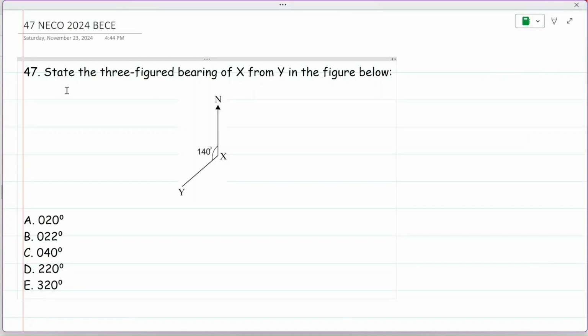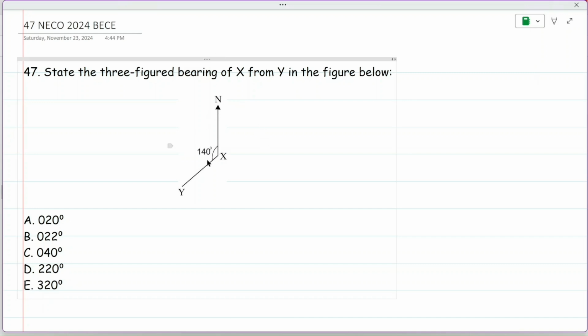Question 47 says, state the three-figured bearing of x from y in the figure below. The three-figured bearing of x, that's the bearing of x from y. You can also say the location of x from y. Look at the diagram here. This is not a real bearing reading. It's from the north, but it's going anti-clockwise. Your clock normally goes from 12 to 1 down, but this is going the other way around. That's why your 140 is here.